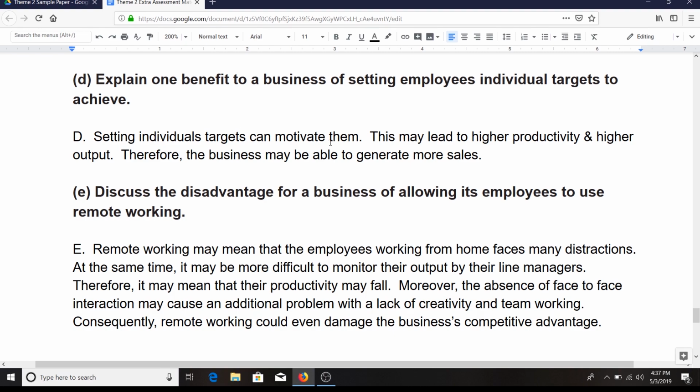Setting individual targets can motivate them. This may lead to higher productivity. Therefore, the business may generate more sales. Lovely. Okay, and then finally, the discuss question. ID, BLT plus MC, and we've got this nailed down.